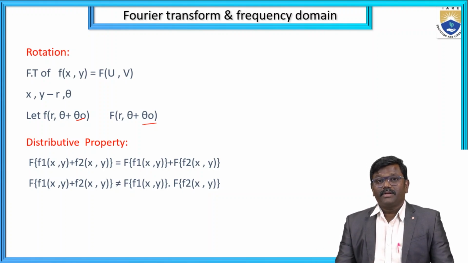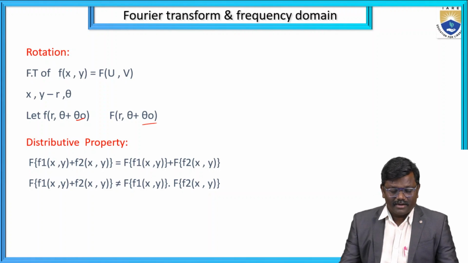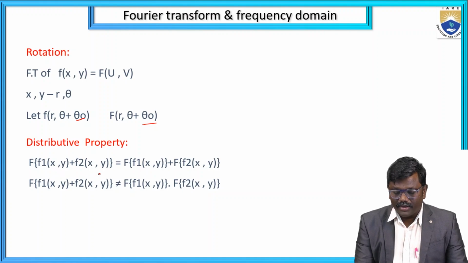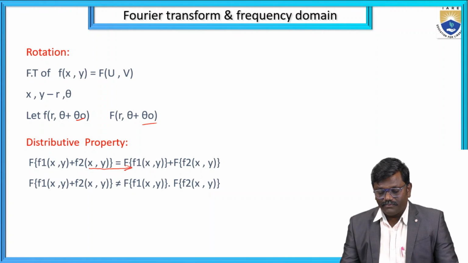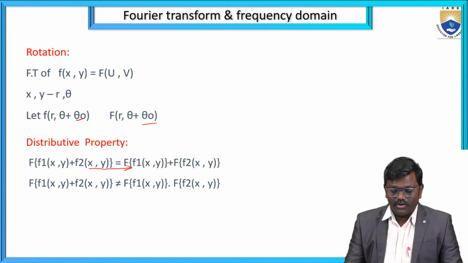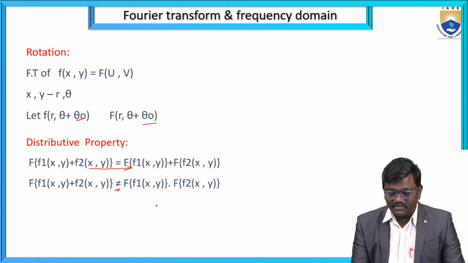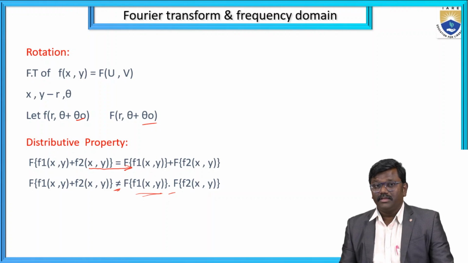Coming to another property of the frequency domain, we concentrate on the distributive property. The meaning of the distributive property is very simple to understand. We are expanding f1 of x comma y plus f2 of x comma y, where we get F of f1 of x comma y plus F of f2 of x comma y, which simply shows the transformation from one to the other. But is it equal for products? It is not equal, because here we are using the separated product values. Addition is the same, but product-wise it is not equal.